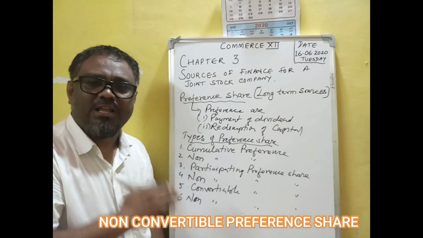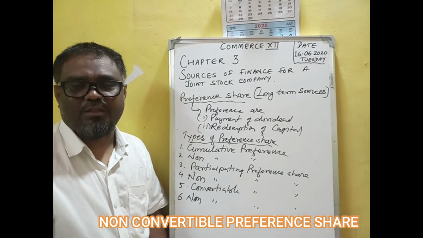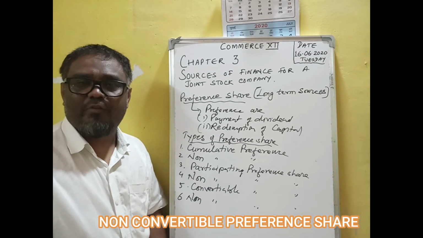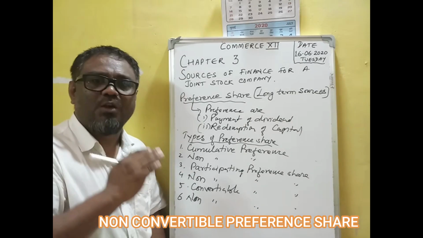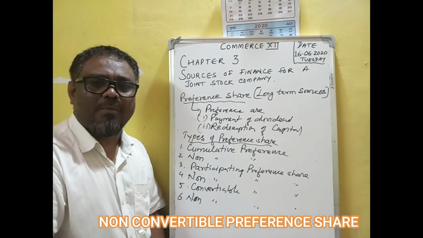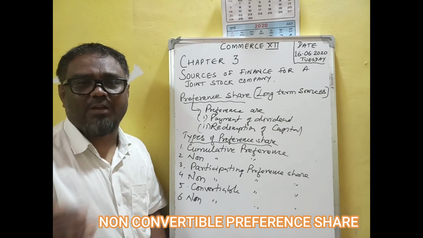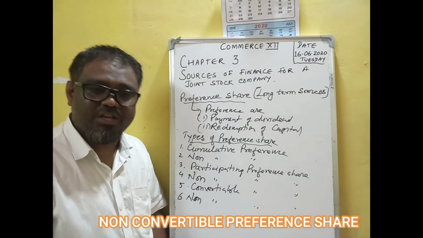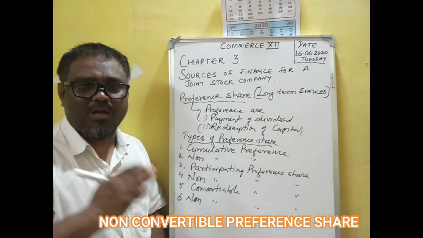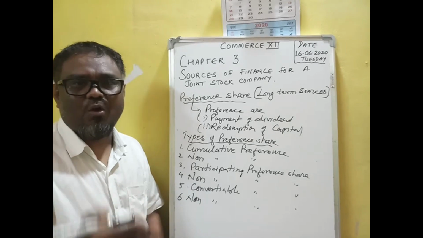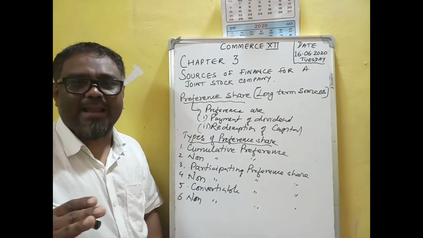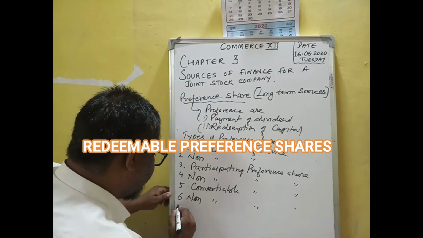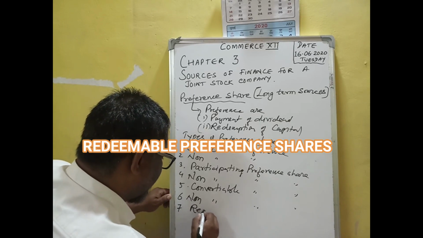Whereas convertible preference shares can be converted into the equity share. The difference between convertible preference shares and non-convertible preference shares is that convertible preference shares are those shares which can be converted into equity shares. Non-convertible preference shares cannot be converted into the equity shares. So this is the convertible preference shares and non-convertible preference shares. Convertible preference shares can be converted into the equity shares, whereas non-convertible preference shares cannot be converted into the equity shares. So, another we have redeemable preference share.